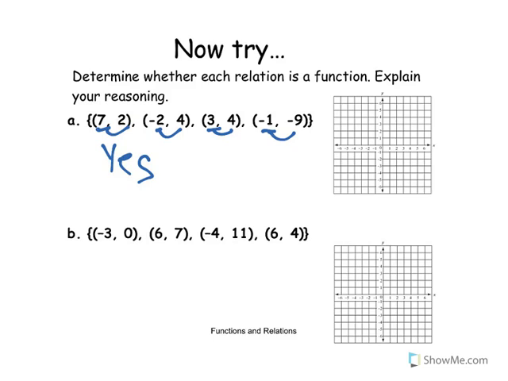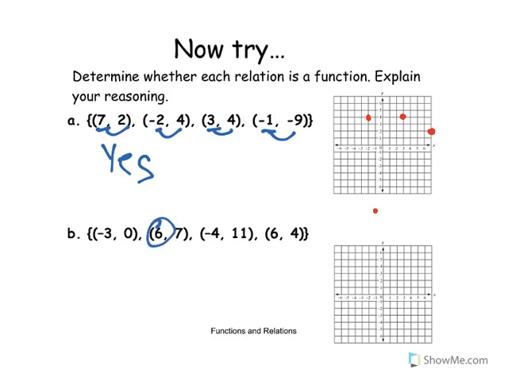Now let's look at what this would look like on a graph. All right, so I've got my 7, 2. I've got my negative 2, 4. I've got my negative 1, negative 9. And I've got my 3, 4. So a bunch of kind of scattered points here. All right, let's take a look at the second one.